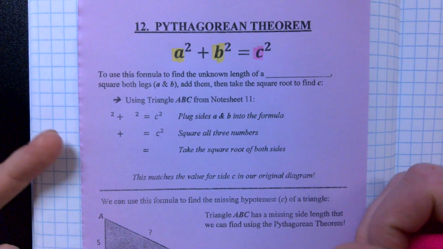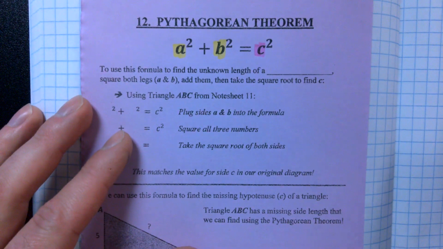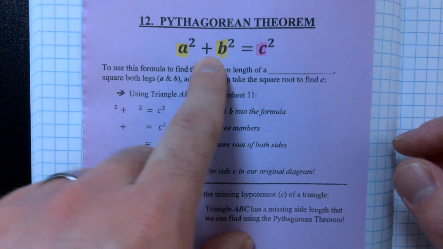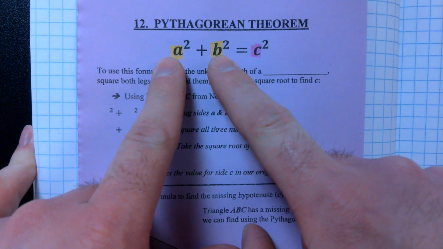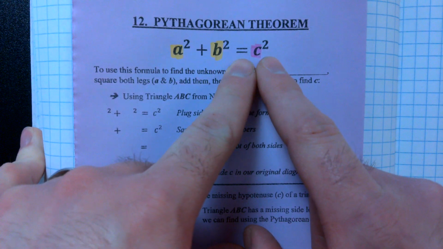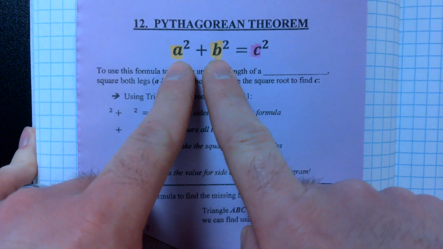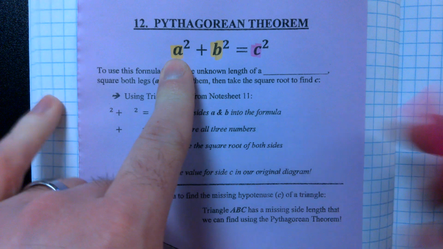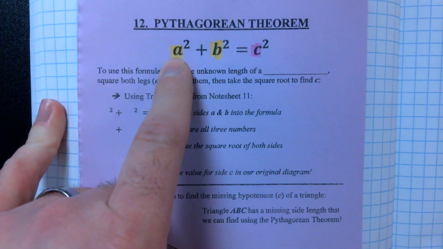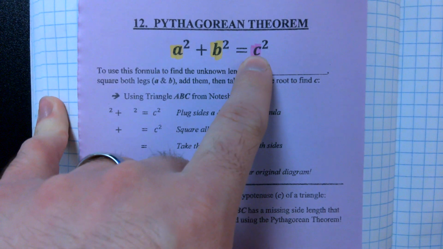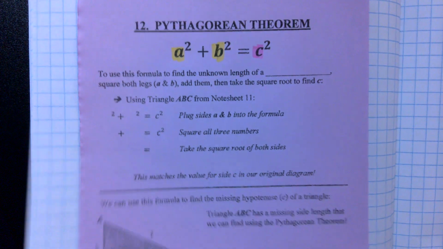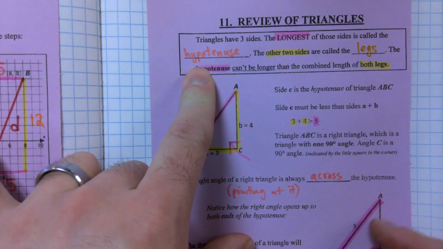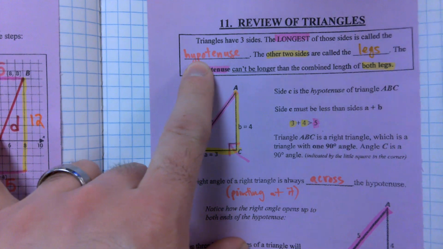It's pretty straightforward. It's pretty easy, as long as we're plugging in A, B, and C correctly. You'll notice that I highlighted A and B in yellow and C in pink. Which sides of my triangles might A and B represent? What do we call those again? The legs. What about C? What's that one called? Let's look back. The hypotenuse. Okay?